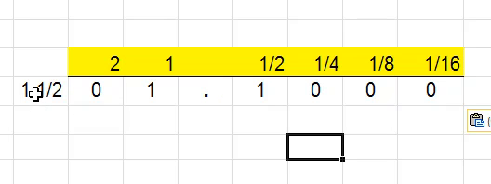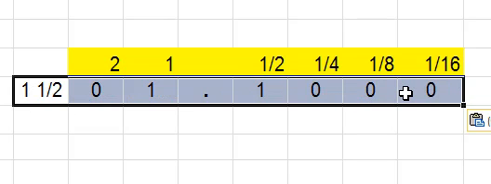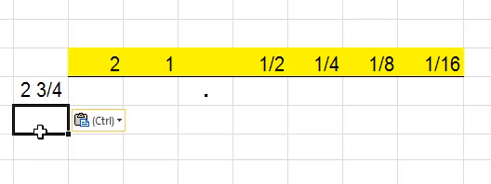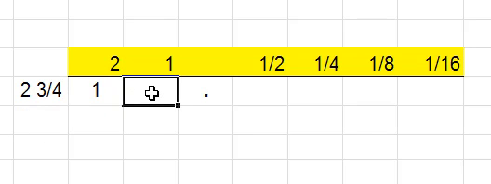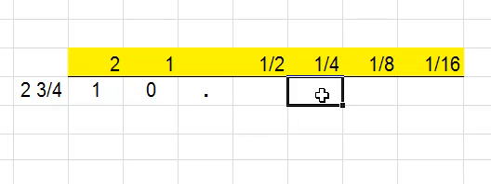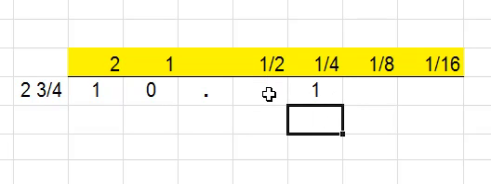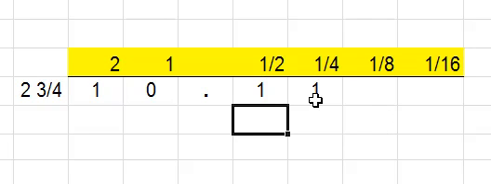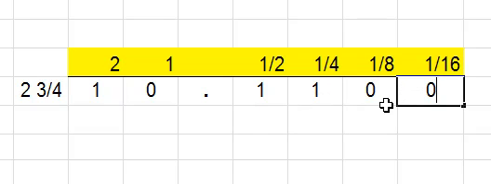Now I'm going to represent 2 3/4. So 2 is easy enough: 1, 0. And 3/4. How can I represent 3/4? Well, if I put 1 here, then I get 1/4, but I want 3/4. So what is a half? Well, a half is 2/4. So I have 2/4 and 1/4 makes 3/4, then 0, 0. And that's how I represent 2 3/4.